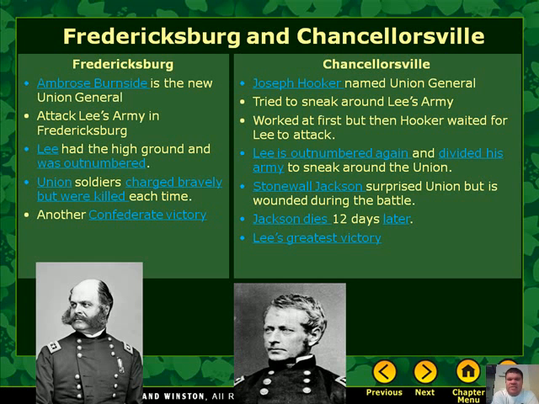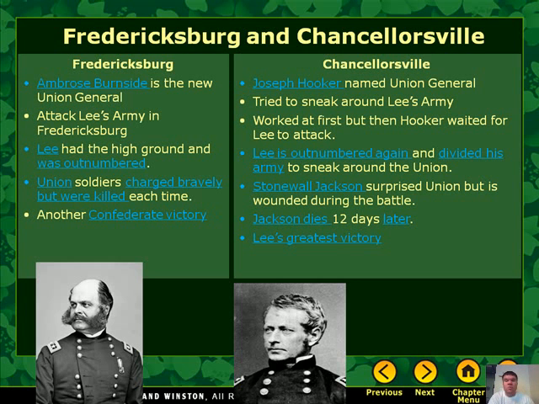Now, in May of 1863, I should say April of 1863, Joseph Hooker plans to sneak around Lee's army and attack him from the rear. It worked at first, but Hooker then waited for Lee to attack him. Had he attacked Lee, he probably could have won the battle. But he got around Lee and then waited. Lee is outnumbered again, but he divides his army and sneaks around the Union himself. He was able to do this because Joseph Hooker didn't attack. He was waiting for Lee to attack.